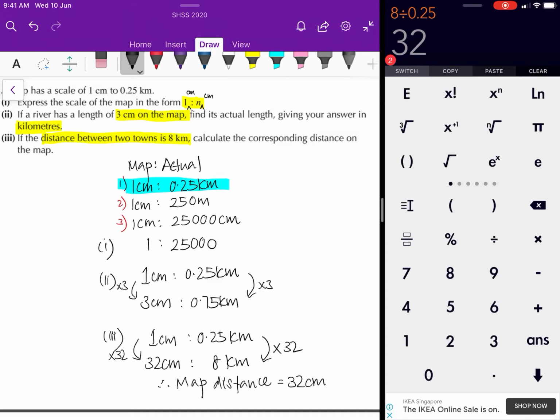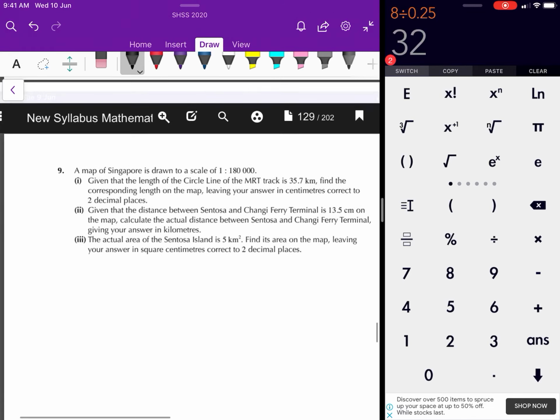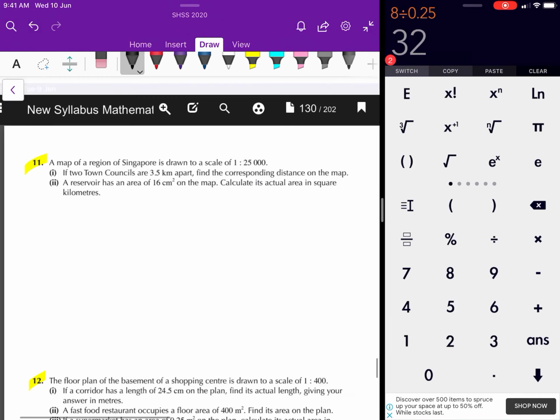Part 2, actual length is 0.75 kilometers. Alright, that's all for this question number 8. Let's take a look at the next practice question, question 11.